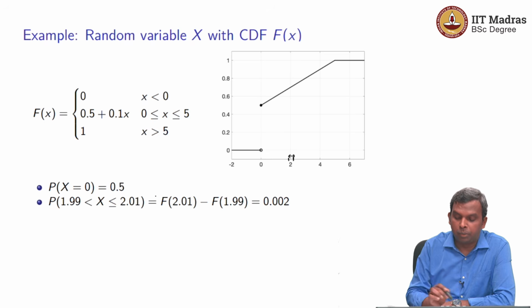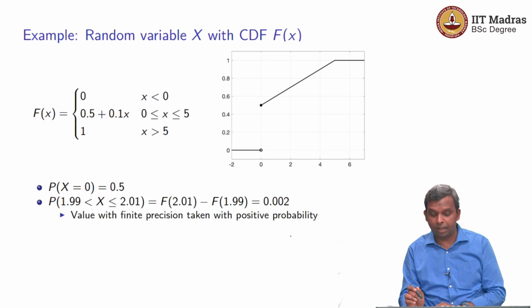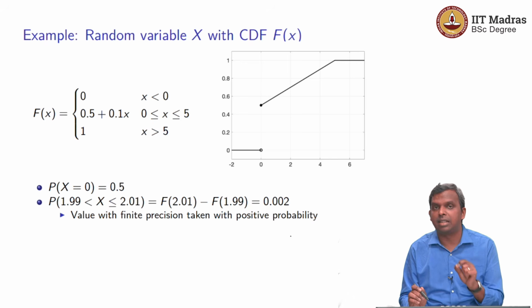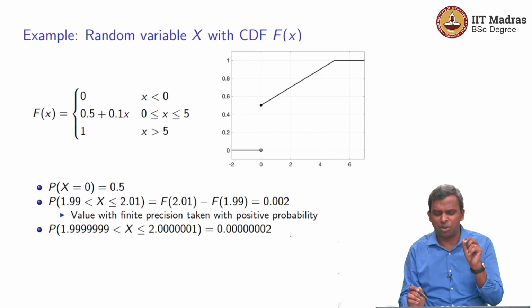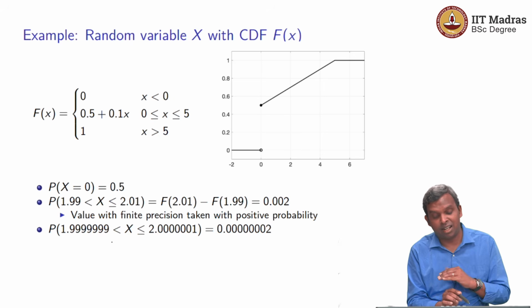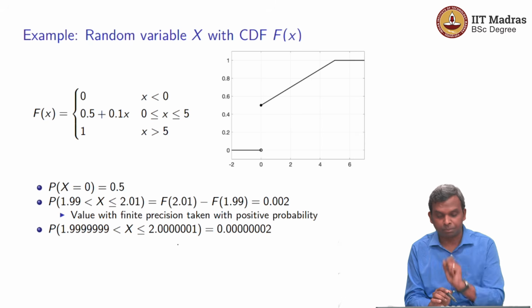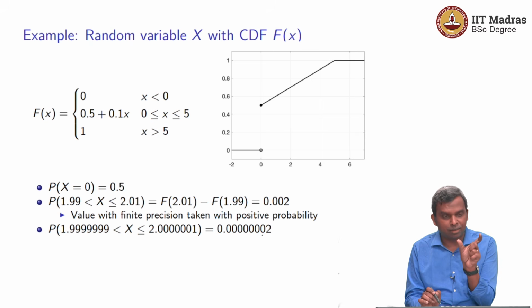Okay, so that's all right. You get a small probability. If you have a finite precision for your random variable x, it is taken with positive probability. That seems fine. Now what happens when you increase the precision? You say x has to be between 1.99999 and 2.00001. You're making the width of the interval smaller, so the probability keeps falling. The probability that it's within an interval is non-zero, but as you keep decreasing the width, clearly the probability keeps on falling.